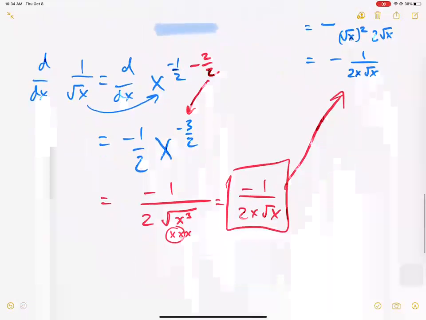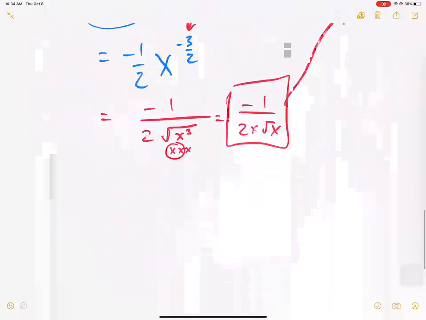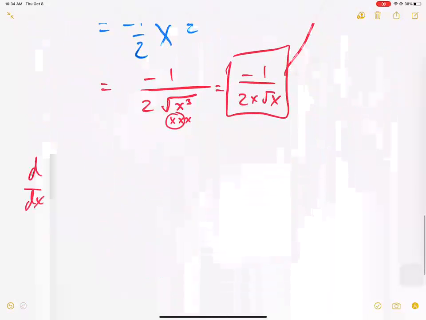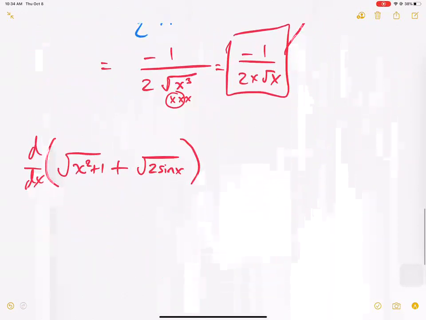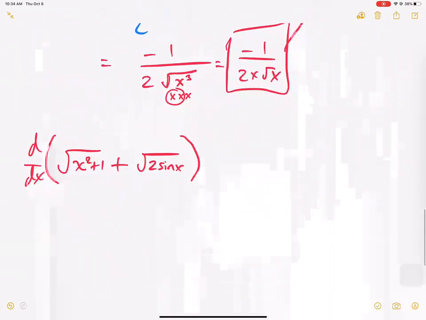Okay, let's do another one. d over dx of the square root of x squared plus 1 plus the square root of 2 sine of x. Okay. This one looks a little bit trashy, but there's a hint to this. Since there's a plus sign, they're two separate problems.